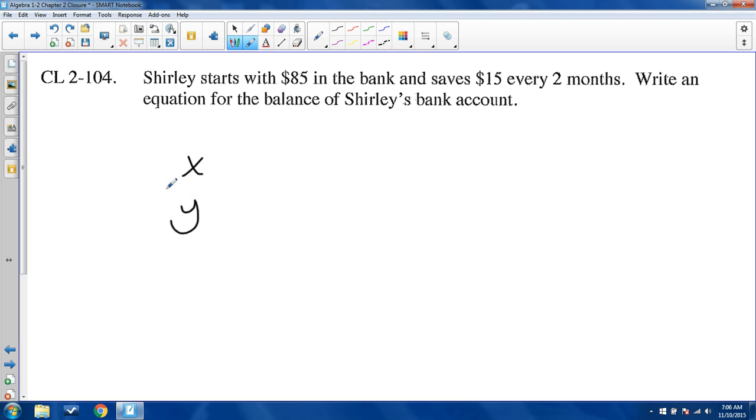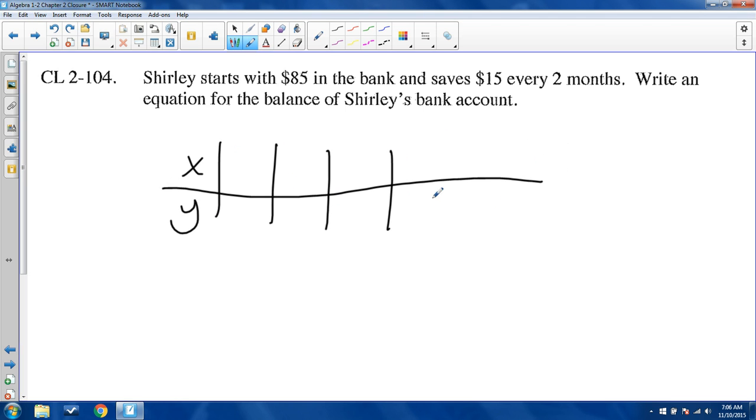But before I do that, I want you to start thinking about what this is as an XY table, a very curvy XY table because I can't seem to draw straight. Let's consider her first month when she opened her bank account, month 0. It's her starting month that we're referring to. In her starting month, she had $85.